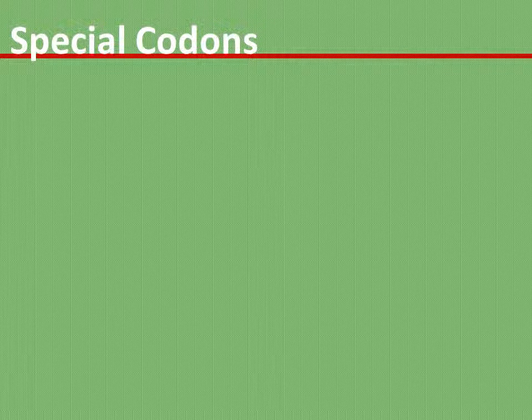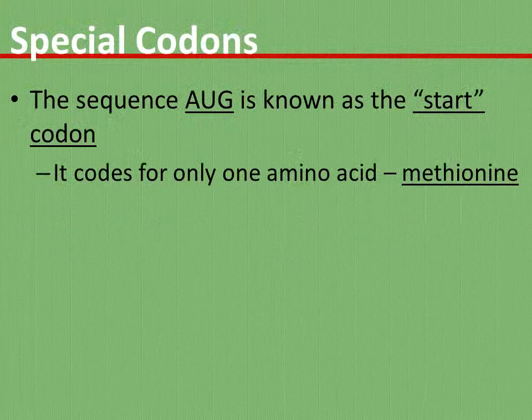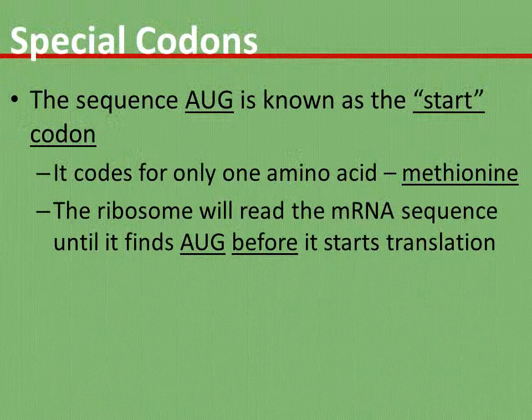Now, there are some special codons that you need to be aware of. There's a special codon called the start codon, and the sequence is AUG. It's important because all proteins start with AUG. The protein synthesis, the translation, will not start unless you have this sequence in your mRNA. It codes for an amino acid called methionine.